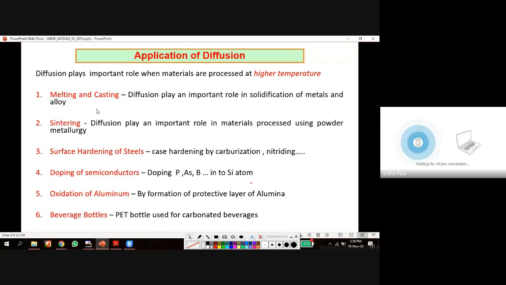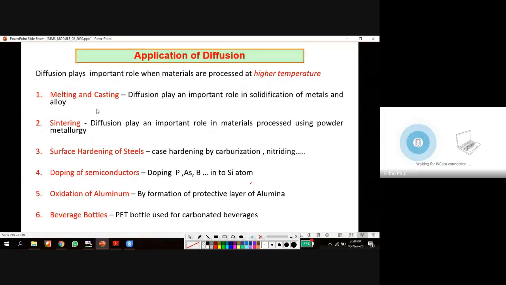And sintering: diffusion plays an important role in material processing using powder metallurgy. In powder metallurgy, sintering is an important stage. We can produce materials from a powder raw material. Okay, by sintering and forming, we can form different materials from the powder. So that is the powder metallurgy process, where sintering is an important stage and diffusion plays an important role.